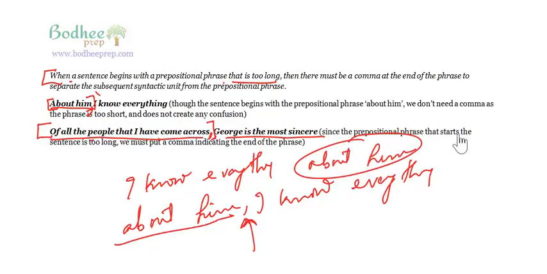Since the prepositional phrase that starts the sentence is too long, we must put a comma indicating the end of the phrase. About him, comma, I know everything. Though the second sentence begins with the prepositional phrase about him, we don't need a comma as the phrase is too short and does not create any confusion. So, if the phrase is too short and does not create any confusion, there is no need for a comma. But if the phrase is long and might create some kind of confusion, you put a comma at the end of the phrase. This is one of the rules of punctuation marks, right? This is all about prepositional phrase. Let's take the other.